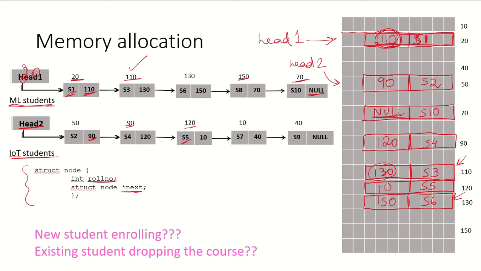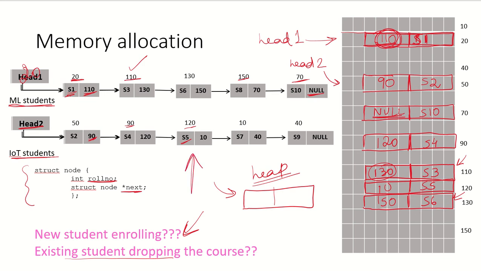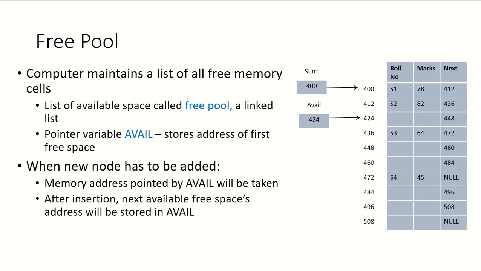So if we want a new student to enroll, from where will we get this space for the new node? That means a new node has to be created to be added to this list. So where is this space going to come from? How do we know from which part of the heap this new node has to be created? Also, when an existing student drops the course, how will we free the space and where will that space go?